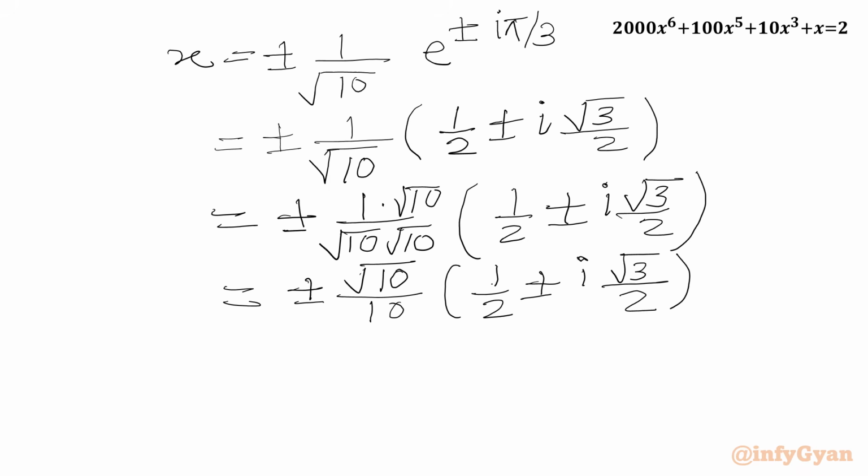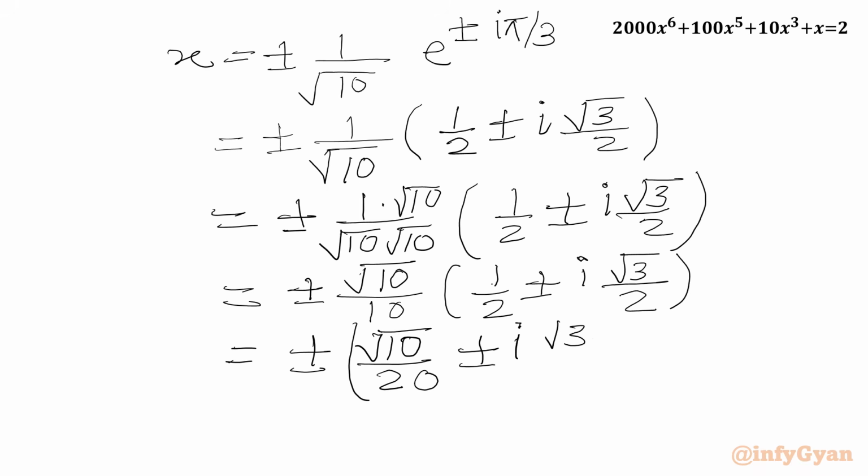Now we can multiply √10/10 into the bracket and write ±√10/20 in the bracket. Then we have the plus minus sign. √10 times √3 is √30, so we'll write i times √30. 10 times 2 is 20. So here we have 4 complex solutions or imaginary roots.